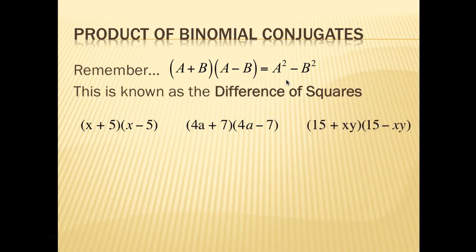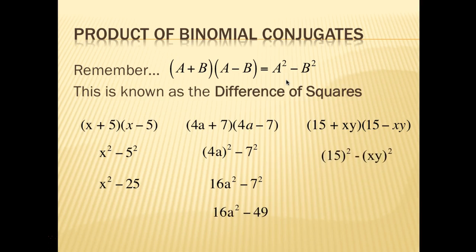So this should give us: x plus 5 times x minus 5 is x squared minus 5 squared, which simplifies to x squared minus 25. 4a plus 7 times 4a minus 7: square the first, 4a squared, minus 7 squared, so 16a squared minus 49. And lastly, 15 squared minus xy squared, 225 minus xy squared.